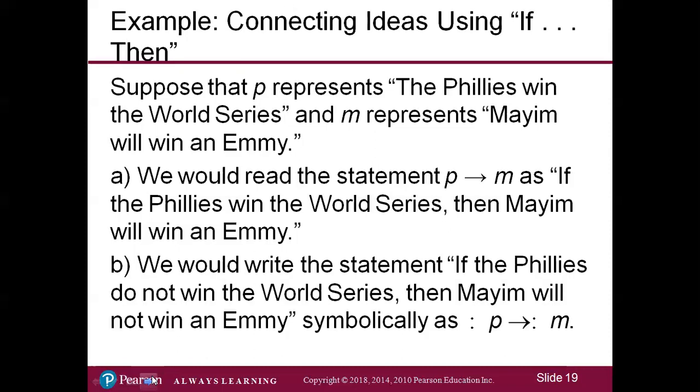We would write the statement if the Phillies did not win the World Series, then Mayim will not win an Emmy, symbolically as not P, therefore not M. If not P, then not M, where these colons represent negation. So just remember, these colons in our book are just the negation symbol. Some books put an exclamation point as a negation.